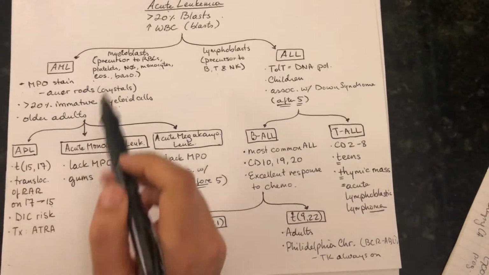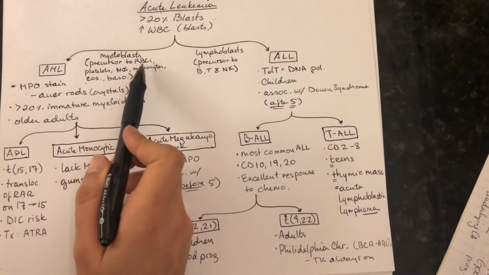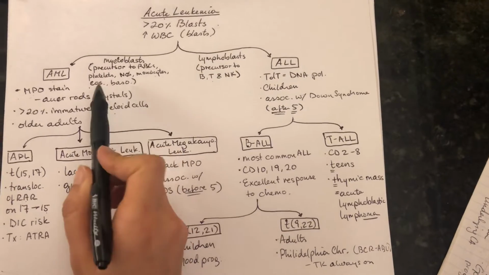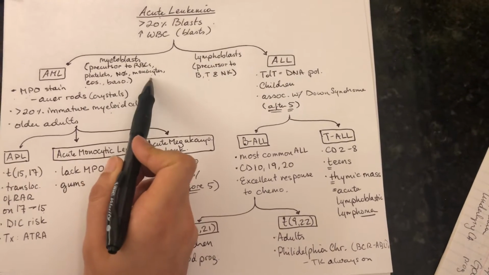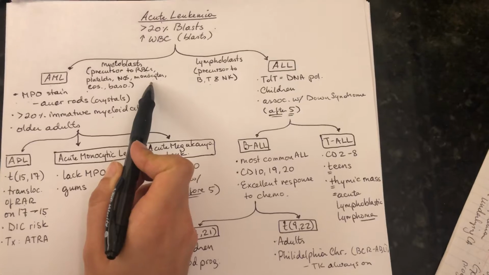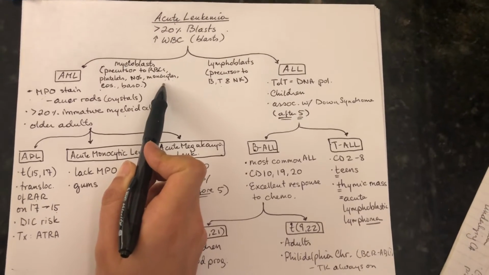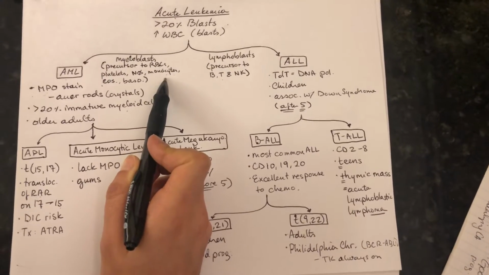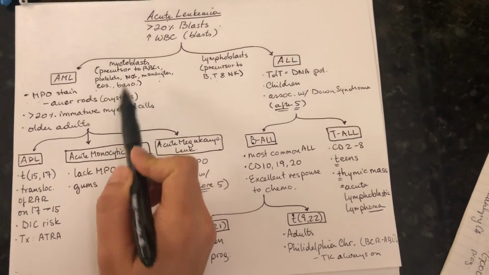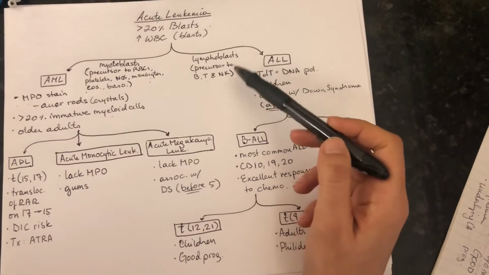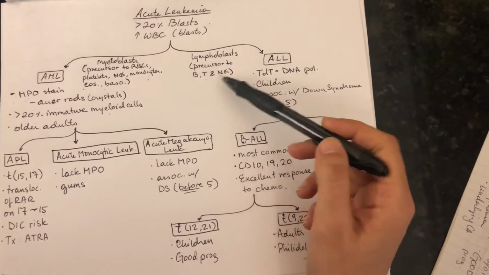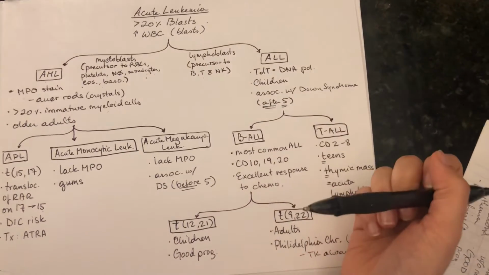AML is composed of myeloblasts. These are precursors to red blood cells, platelets, neutrophils, monocytes. Those are the cells that float in your blood, and once they enter tissue, they're called macrophages, eosinophils, and basophils. Lymphoblasts are precursors to B cells, T cells, and natural killer cells.